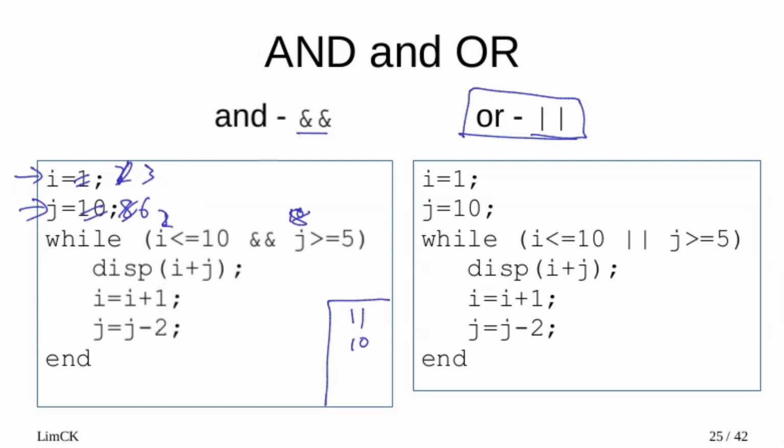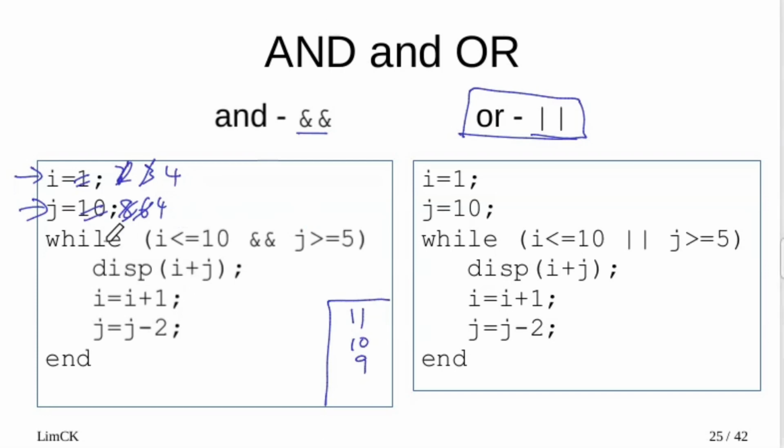So after you have this change, you have 3 here, 6 here. This is still true. Okay, this is still true. So when this is still true, the body will execute. You display I plus j, 3 plus 6, 9. And then, okay, now you increase I by 1, which becomes 4. j minus 2, okay, is 4. Both are 4.